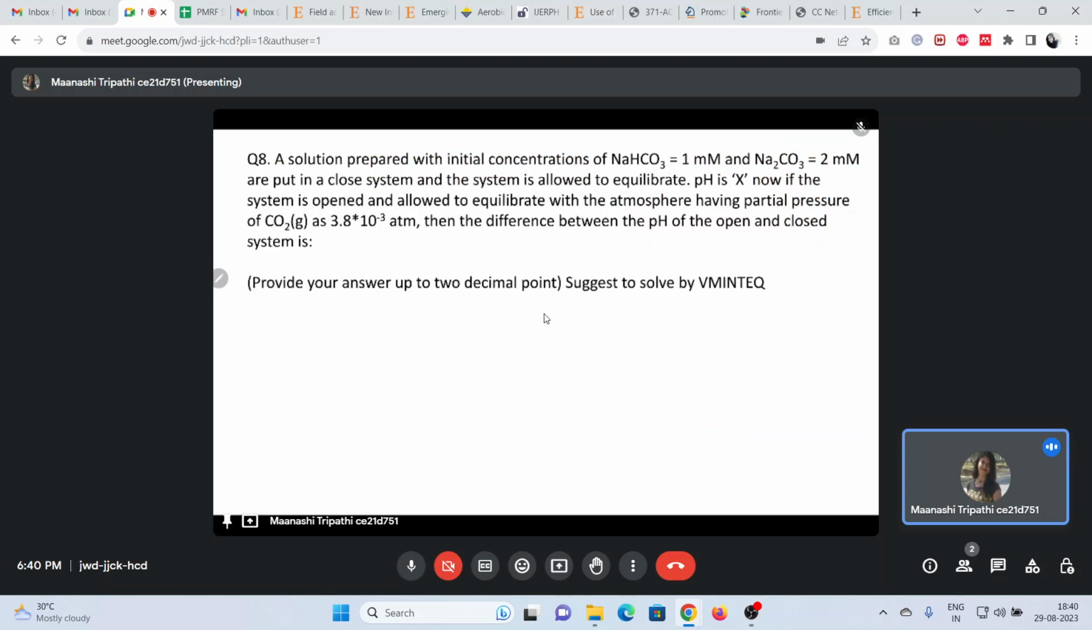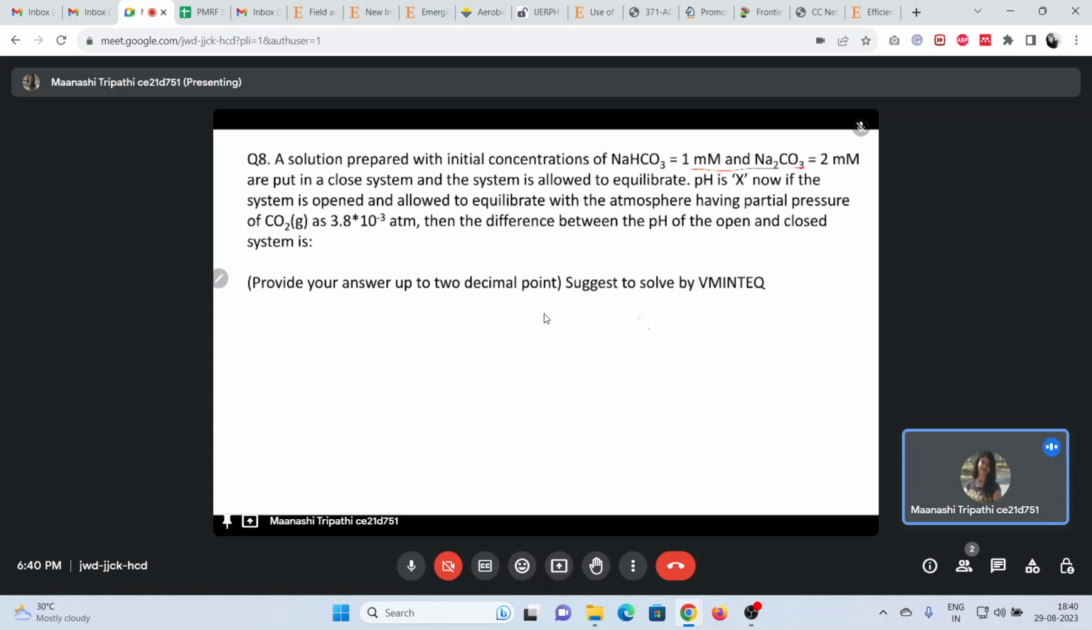Moving towards the next question. A solution is prepared with an initial concentration of NaHCO3 of 1 millimolar and Na2CO3 of 2 millimolar. These are put in a closed system and the system is allowed to equilibrate. The pH is X. Now if the system is opened and allowed to equilibrate with the atmosphere. So first the system is closed, then the system is open.